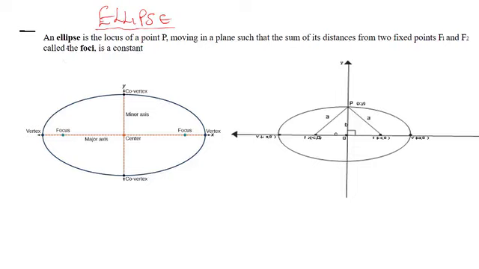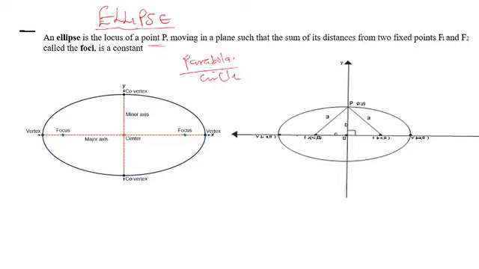Welcome back. An ellipse is the locus of a point P. I showed us what the word locus means in our previous lesson when we talked about the parabola and the circle. Now, I said an ellipse is the locus of a point P moving in a plane such that the sum of its distance from two fixed points F1 and F2.